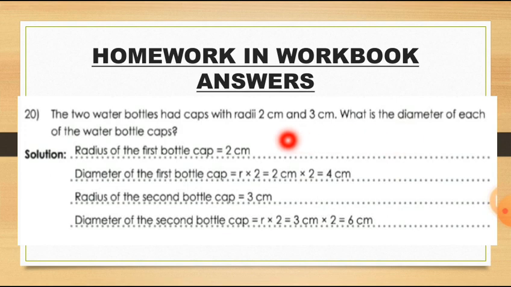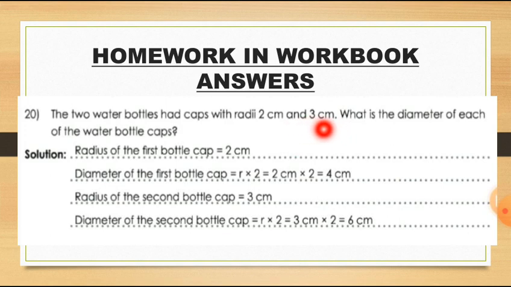So, here the radius of the first one is 2. You can write the steps like this and you can answer. Radius of the first bottle cap is 2 centimeter. So, diameter of the first bottle cap is 2 into r. Here the r is 2. So 2 into r means 2 centimeter into 2. That is, 2 2s are 4. 4 centimeter is the answer. Got it, children?